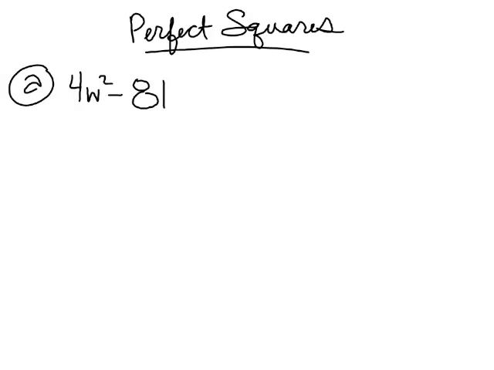So I need to know some tricks to do this. They tell me it's a perfect square, which means both of the terms in the equation are the square of some number. So if I take the square root, what's the square root of 4w squared? So what's the square root of 4? 2. And what's the square root of w squared? W. Okay. And then what's the square root of 81? 9. Okay, so there's my perfect squares.